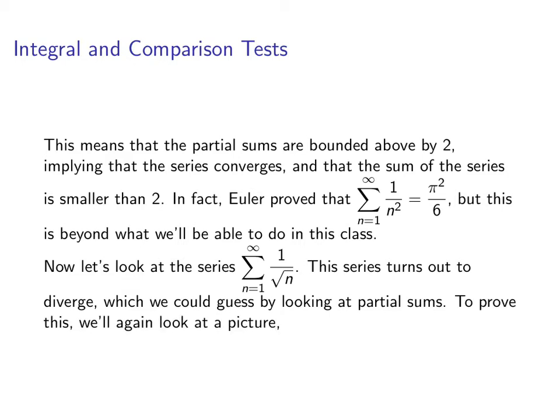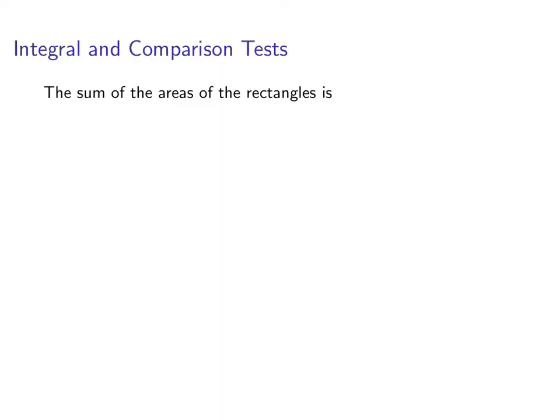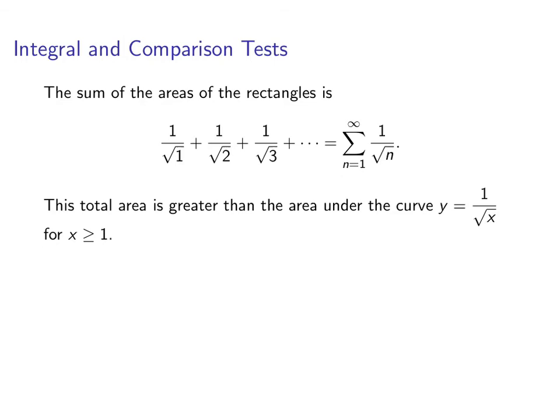Now to prove this, again, we're going to look at a picture, but this picture will be slightly different. It's the same kind of picture where we draw rectangles according to a curve, but this time we choose the height of the rectangle on the left end. And now our rectangles are going above the curve. So the sum of the areas of the rectangles is the series, n goes from 1 to infinity of 1 over square root of n. Remember, each rectangle has width 1, so we're really only concerned about the heights.